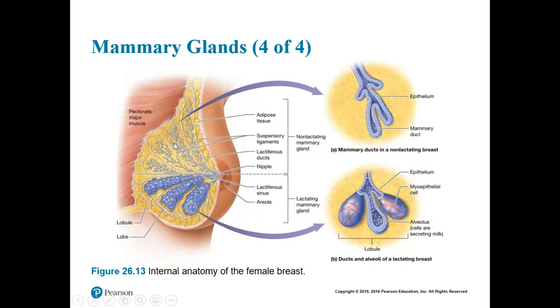Mammary glands, these evidently include the breasts. Notice how the breasts are mostly made of adipose tissue. Recall adipose is fat. Okay, this is fatty tissue right here, which is made of adipocytes. Adipocytes are fat cells. They're cells filled with fat. Okay, so that's what they're made of essentially.